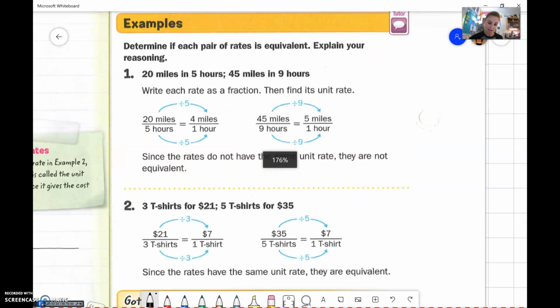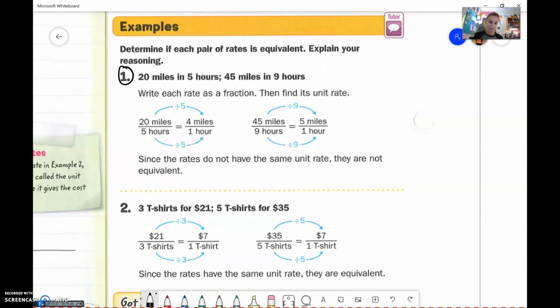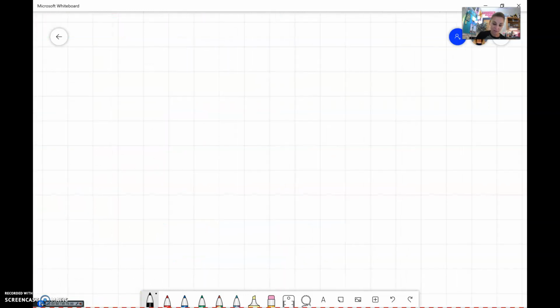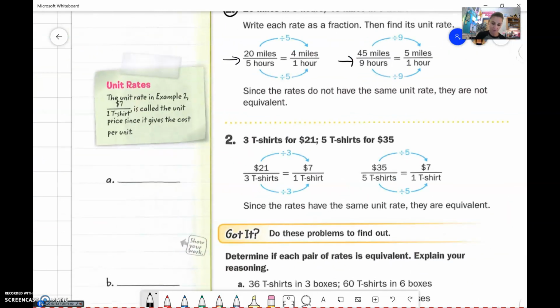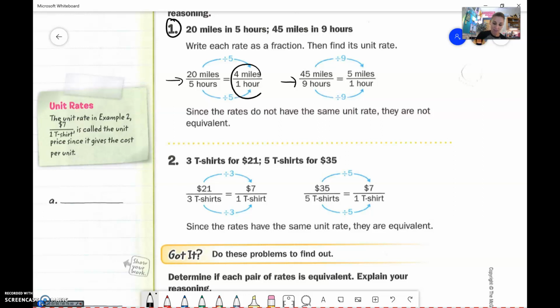I want you to take a look at number 1. Number 1 has 20 miles in 5 hours and 45 miles in 9 hours. The first thing they're going to do is put 20 miles over 5, and then they figure out that that's 4 miles over 1 hour. Then you put 45 miles over 9, and you realize that that is 5 miles in 1 hour. So are those two equivalent? Are these equivalent? No, these are not equivalent rates. They didn't match up.